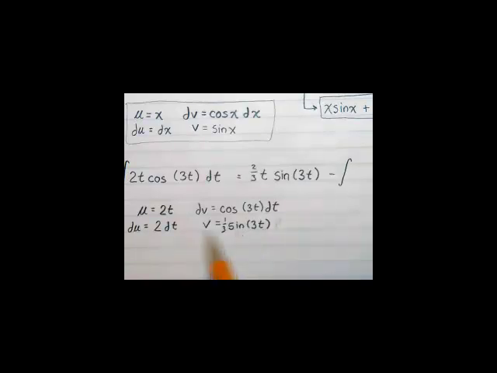So v and du, well, this has got a constant on it, right? 1/3, and then the du is a 2, so I could take a 2/3 and bring it out front there, and then that'd just be the sine 3t left over.